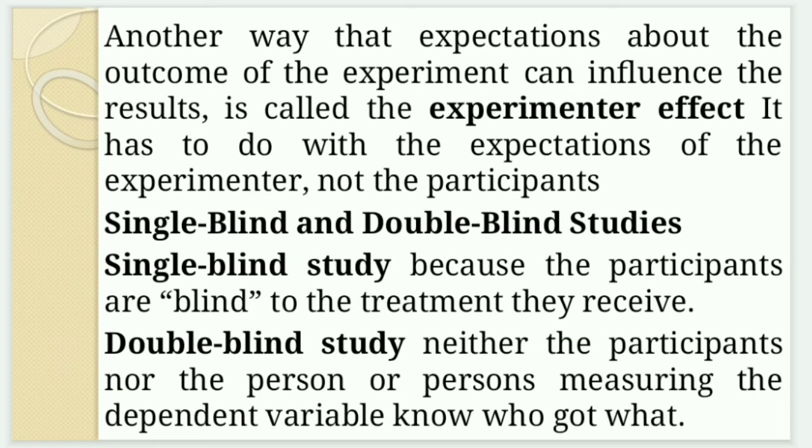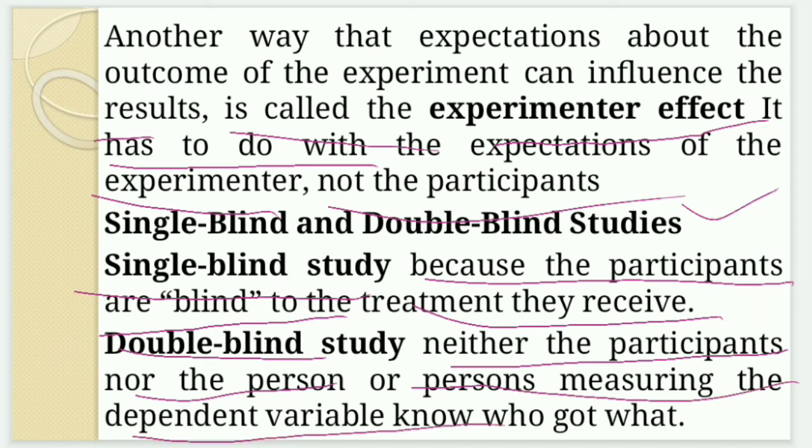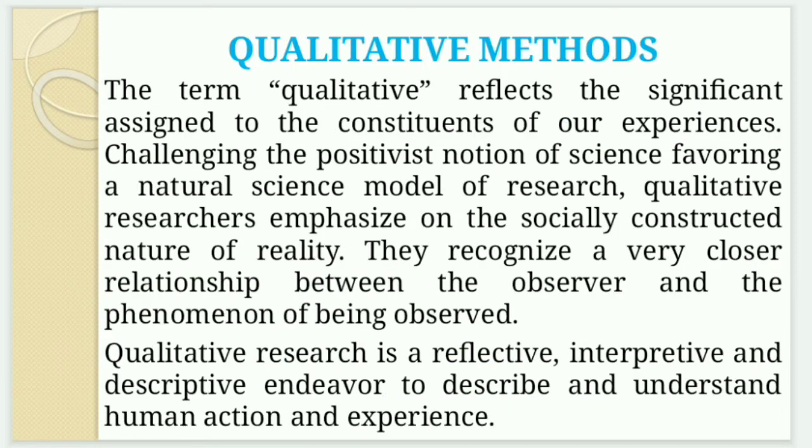Another way that expectations about the outcome of the experiment can influence the results is called the experimenter effect. It has to do with the expectations of the experimenter, not the participants. Single blind and double blind studies. In a single blind study, the participants are blind to the treatment they receive. Double blind study. Neither the participants nor the person or persons measuring the dependent variable know who got what.